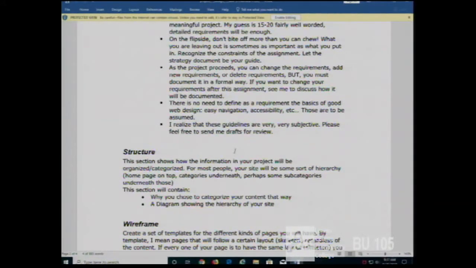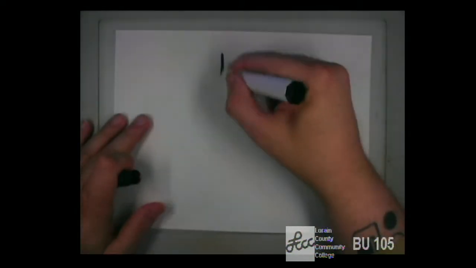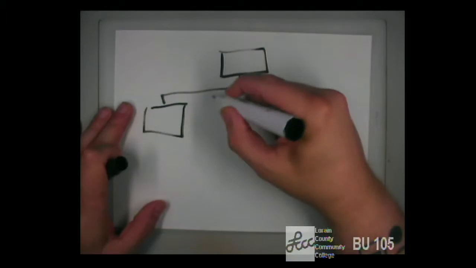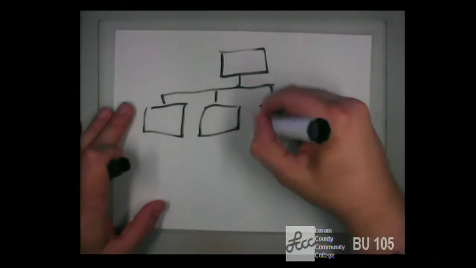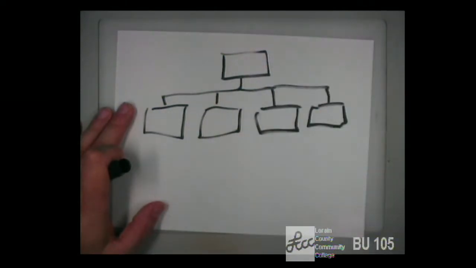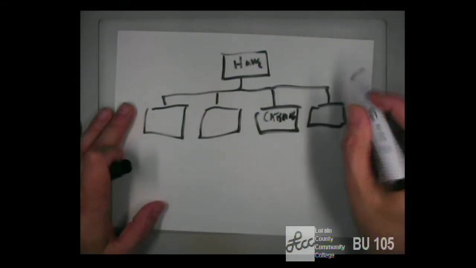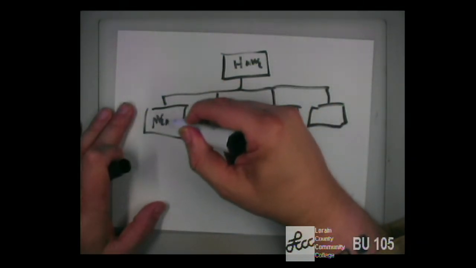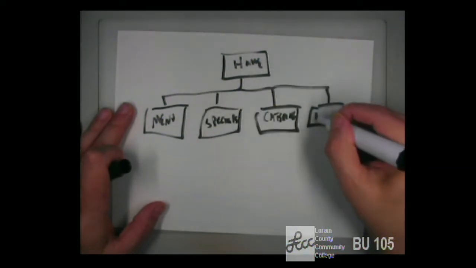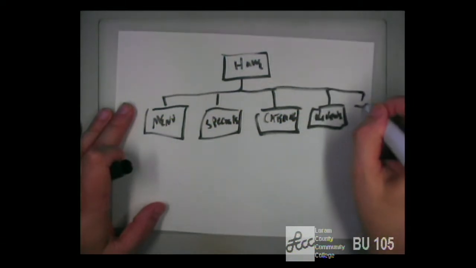All right? Now, the output of the structure phase is a chart that looks sort of like an organization chart. Well, we're going to have something like, here's our home page. That's going to be linked to this page, and this page. So maybe for our restaurant, here's our home page. Here's about our catering. Here is our menu. Here's our specials. Here's our reviews. And here's how to contact us. All right. That would be a structure chart.